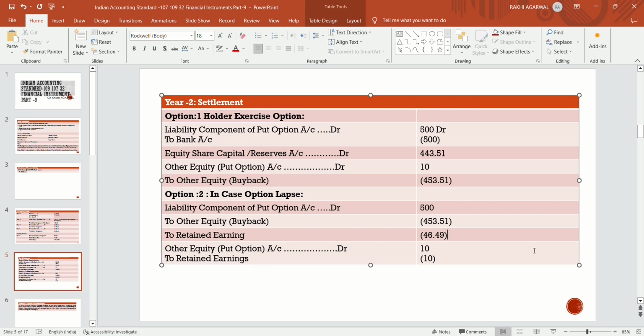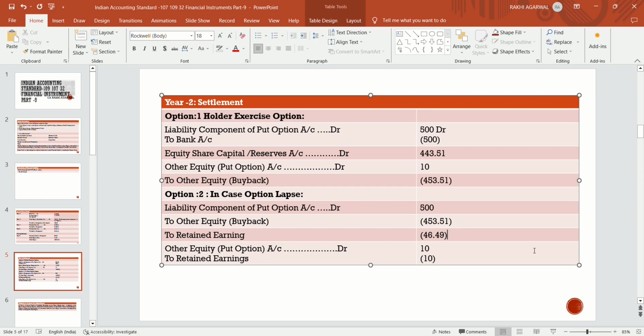So the liability becomes settled if the holder exercises the option. If the holder has the option to exercise, then the liability is settled. A Limited will pay the 500 crores to B Limited and the liability will be over.